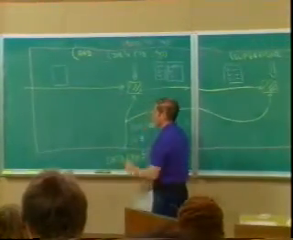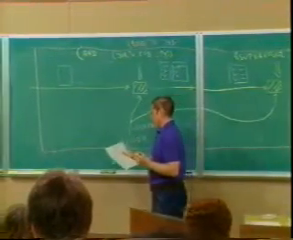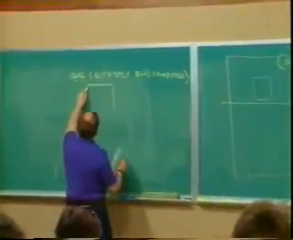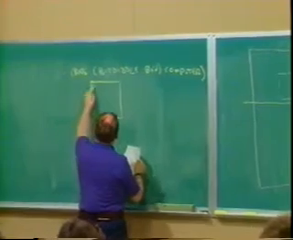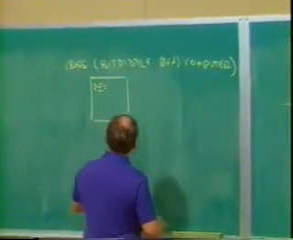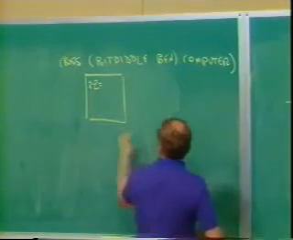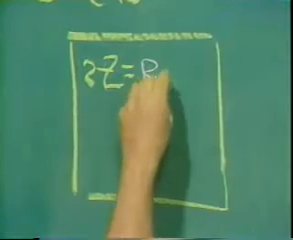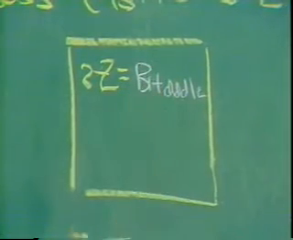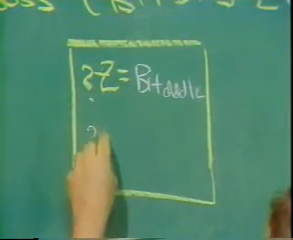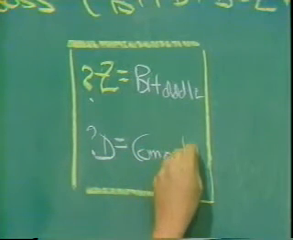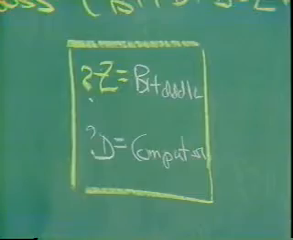In effect, what we want to do is set up a dictionary here which has Z bound to Ben Bitdiddle, and D bound to computer. All right, where'd that dictionary come from?